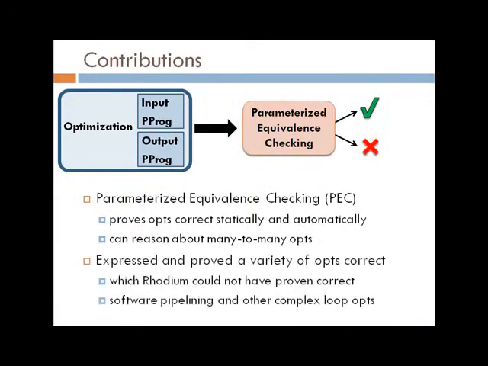To highlight the power of PEC, we designed a language that uses pairs of parameterized programs to express optimizations as many-to-many rewrite rules. We then wrote and checked the correctness of a variety of complex loop optimizations, which could not have been proven correct or even expressed in Rhodium.